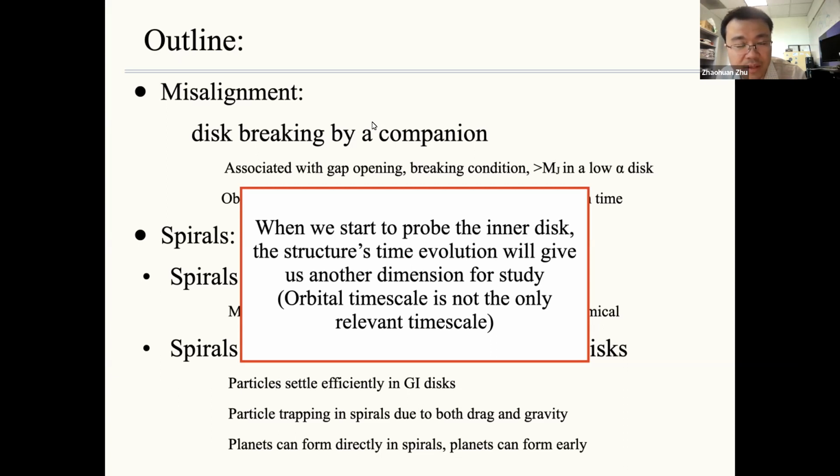The gap-opening planet mass is related to h/r to the 5th power. So in the very inner disk, when the disk is thin, you don't need a Jupiter to open a cavity. You only need a several Earth mass or Neptune mass planet to open a cavity. So in this sense, it's even easier to have structures in the inner disk, especially gaps.